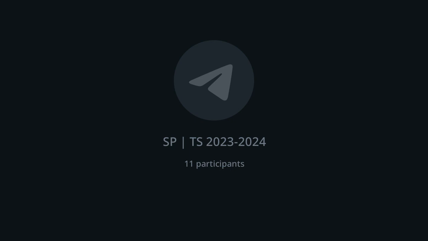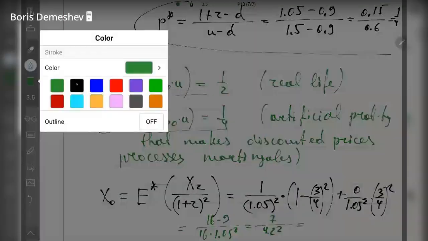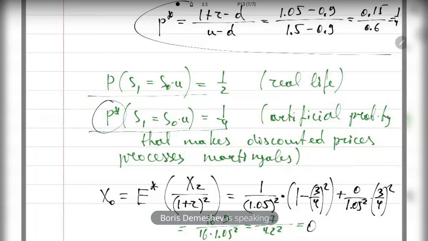We use a calculator to find the final result. We divide 7 by 4.2, and divide it again by 4.2. That's 0.397 approximately.